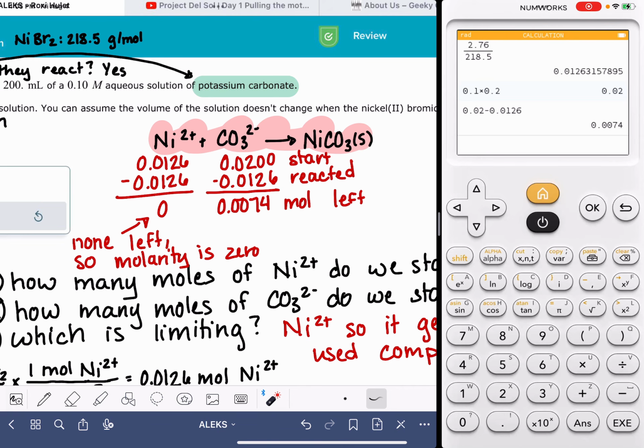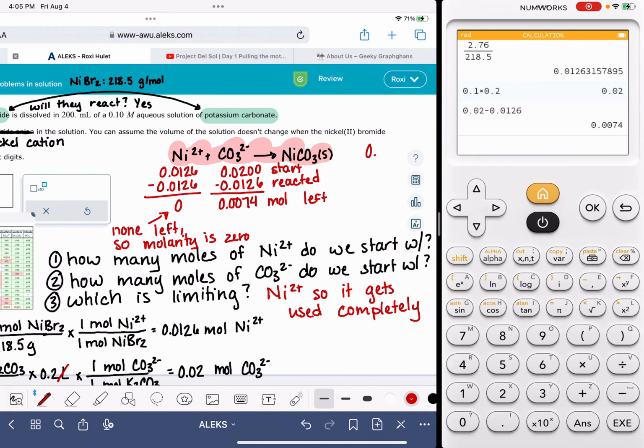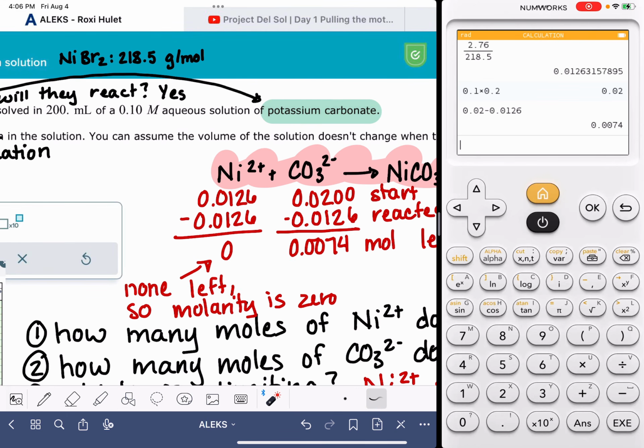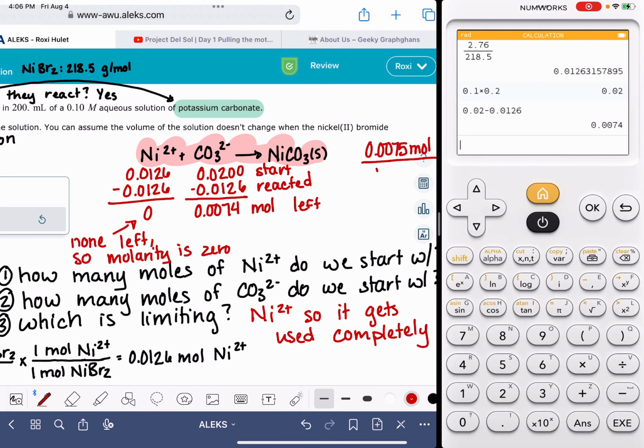If the problem was asking me to calculate the molarity of my carbonate, I would then take the leftover moles of carbonate and divide it by the total volume of the solution, 200 milliliters, or 0.2 liters. My brain is getting fried. Oh, I see I wrote a 5 instead of a 4. My brain is really fried. This is a really tricky problem. The molarity of the carbonate would be 0.037.